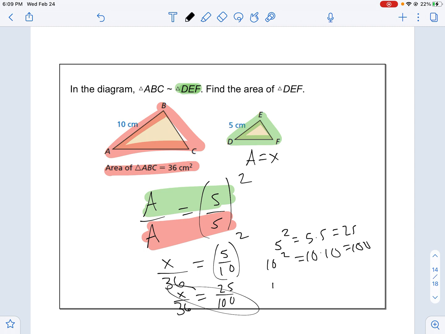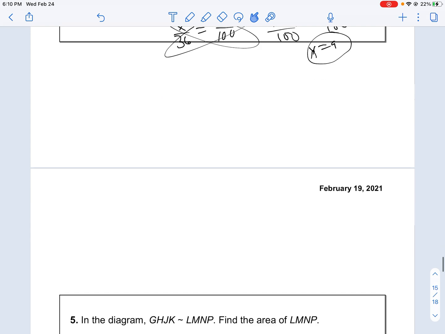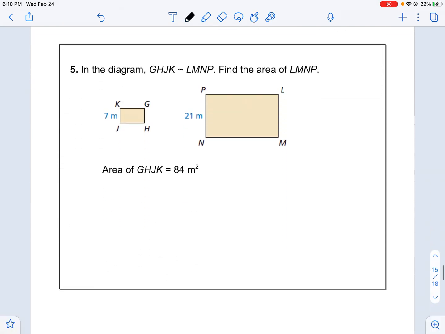Cross multiply. 100x equals 900. Here we go. That's it. Key thing to remember is this square. That's the difference between areas and perimeters. All right, let's look at one more, and then I think we'll end the video there.